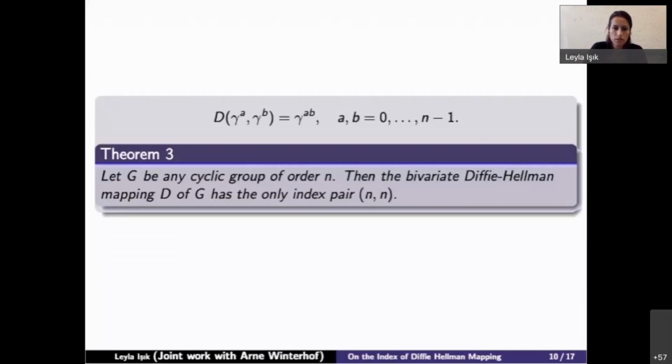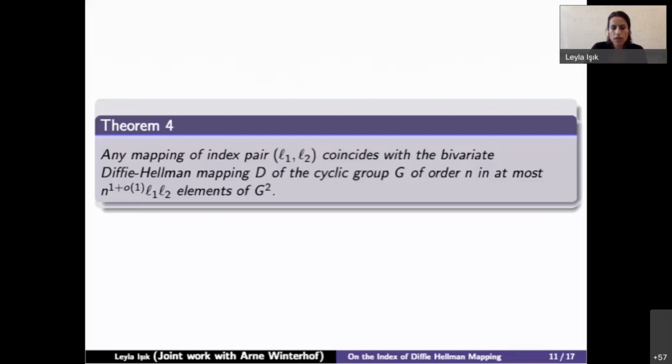Now I'm going to state the result about the bivariate Diffie-Hellman mapping, the Diffie-Hellman mapping for the bivariate case. The bivariate Diffie-Hellman mapping has only index pair n, n. So this is our result. But we also look at how many points of G square the bivariate Diffie-Hellman mapping can coincide with any mapping of index pair L1, L2. Any such mapping coincides with the bivariate Diffie-Hellman mapping of the cyclic group G of order n at most this amount of elements of G square.